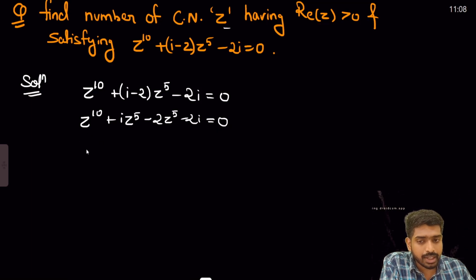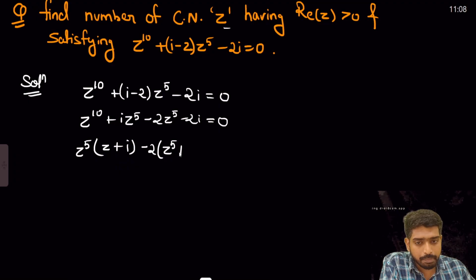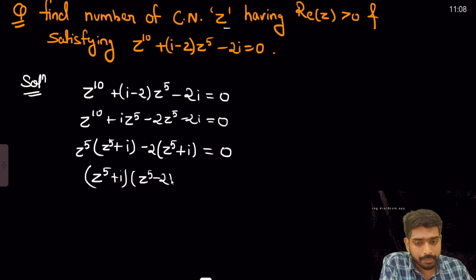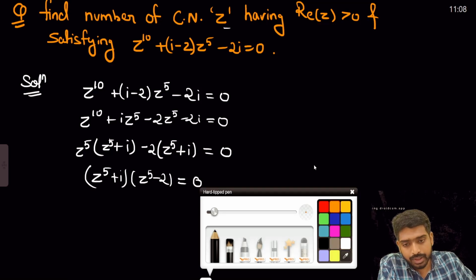From the first two terms, I'll take z to the power 5 common. If I take z to the power 5, I'll get z to the power 5 plus iota. From the next two terms, I'll take minus 2 common, so I will get minus 2 times z to the power 5 plus iota equals 0. Now I'll take z to the power 5 plus iota common, so I'll get z to the power 5 minus 2.